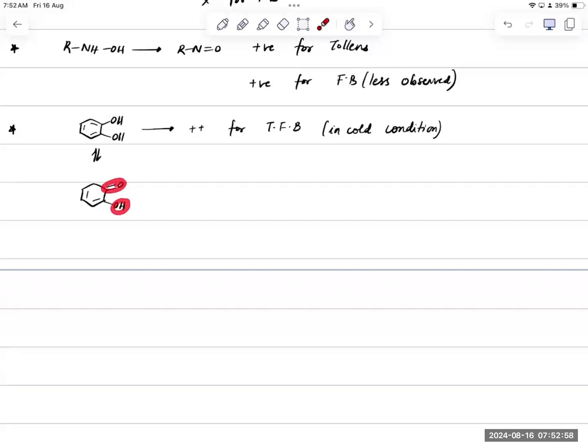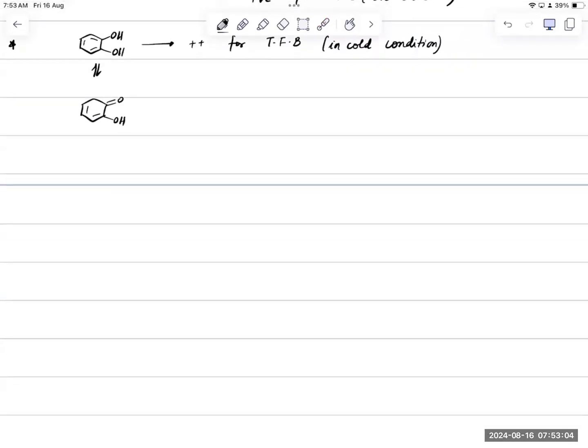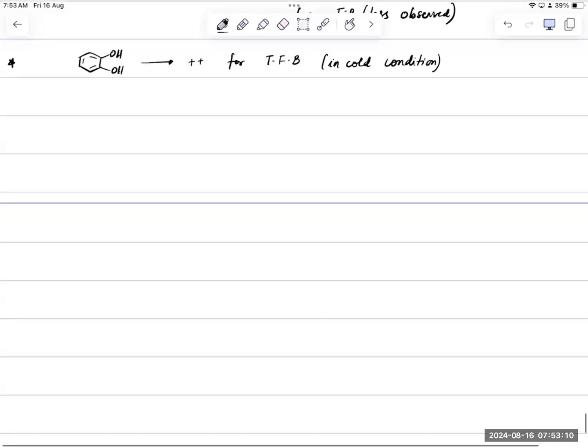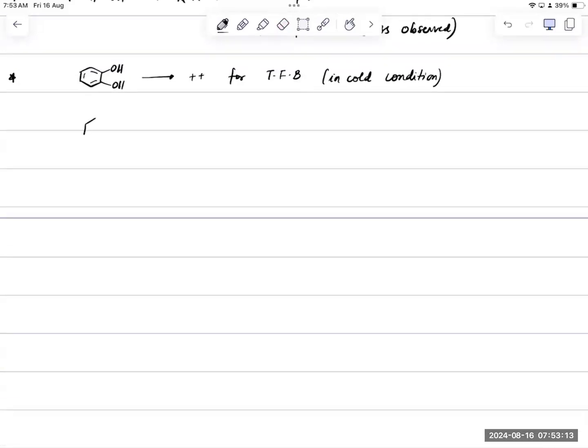Alcohol, I mean alpha hydroxy ketone, and that will get oxidized. Okay. And not just that, since catechol is happening, the same thing will happen with hydroquinol also. So OH and OH for these two.